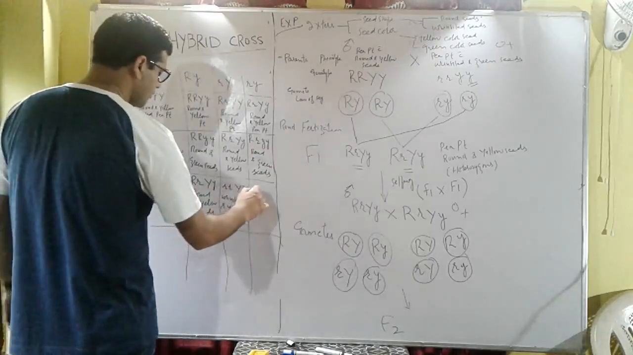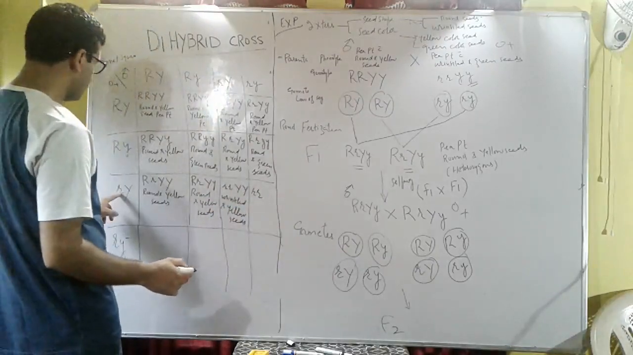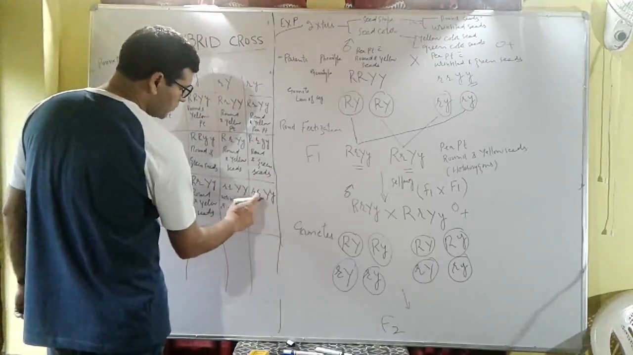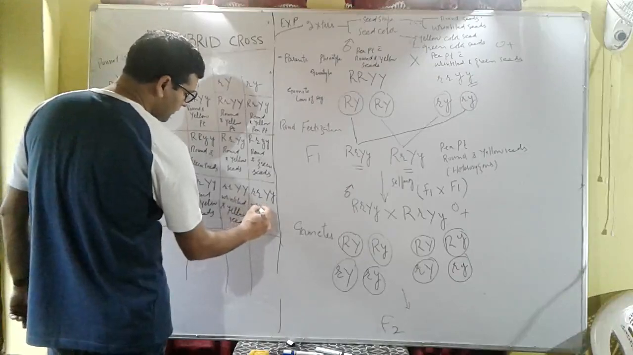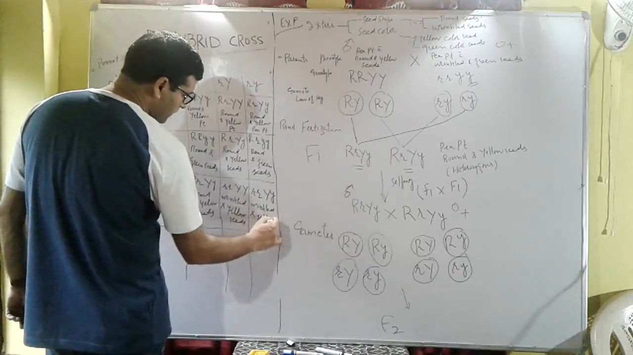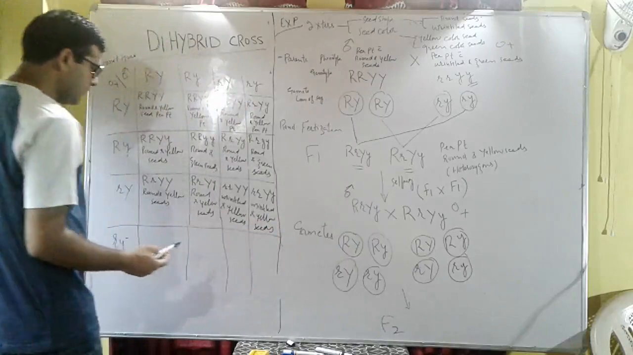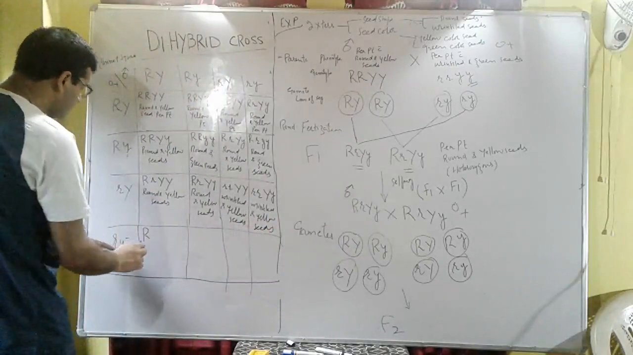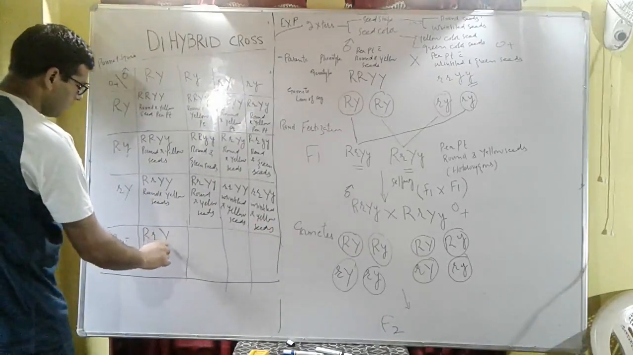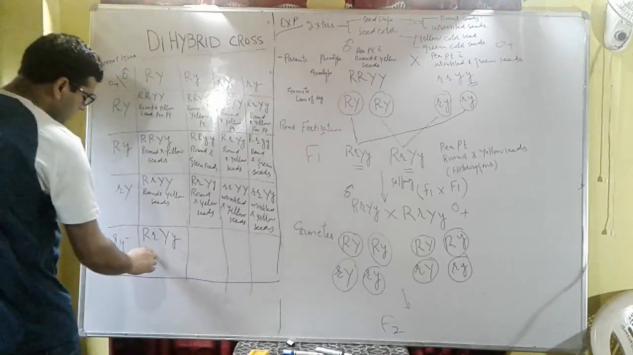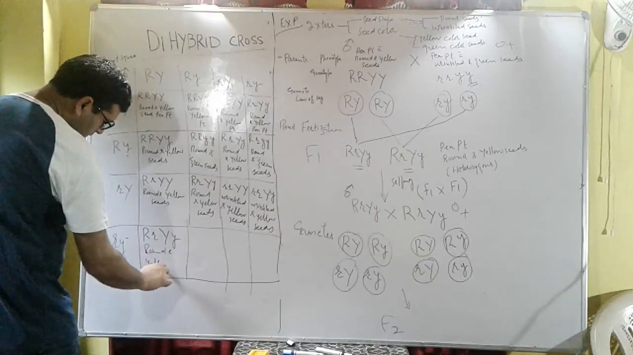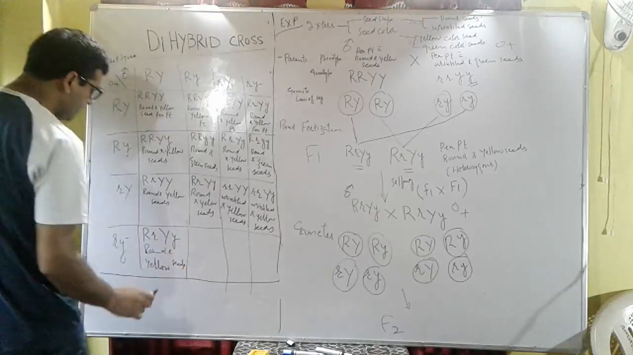Then we have small r, capital Y, small y. So this is also small r. This is a pea plant with wrinkled, and capital Y, small y, wrinkled and yellow seeds. Then another one, capital R and small r, capital Y, small y. The pea plant with round and yellow seeds.